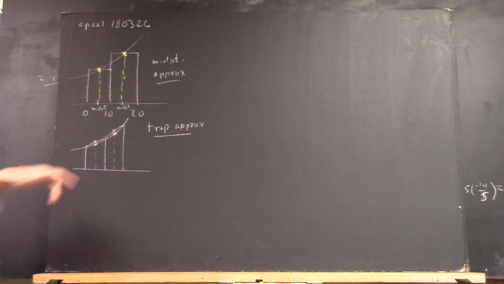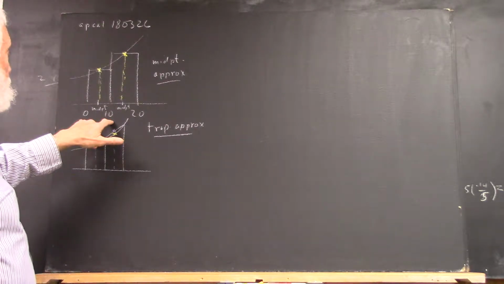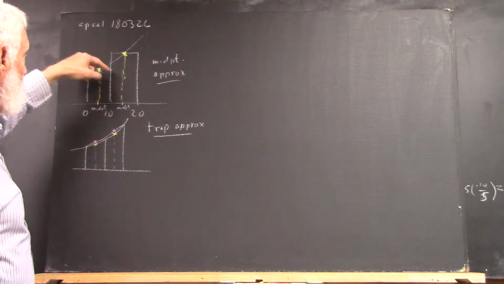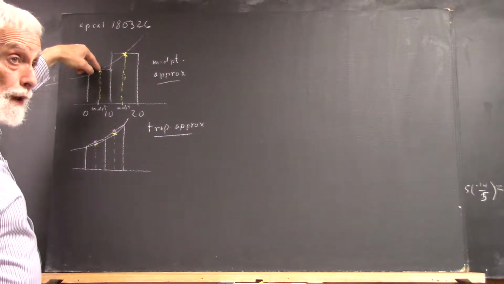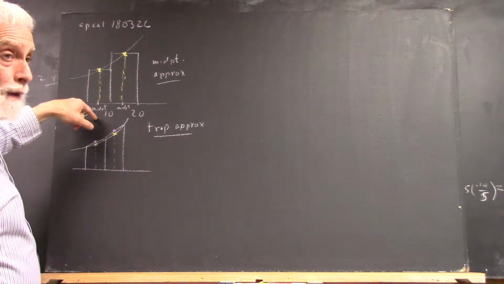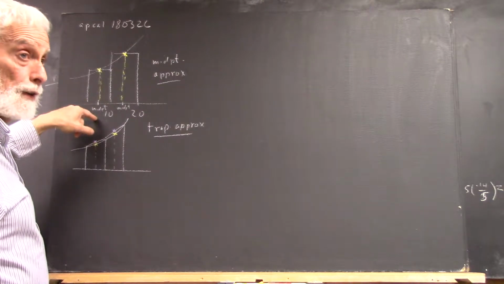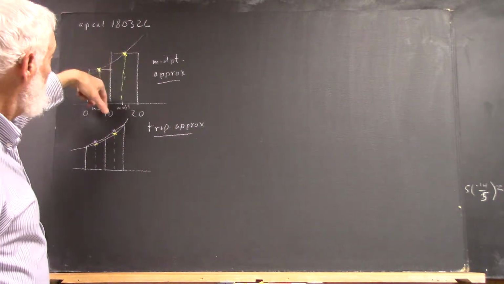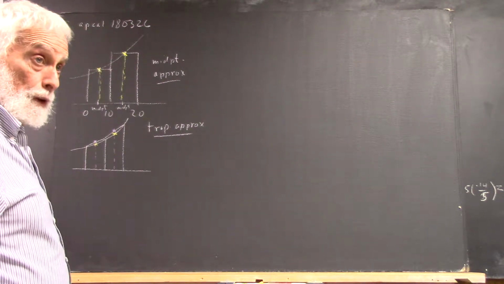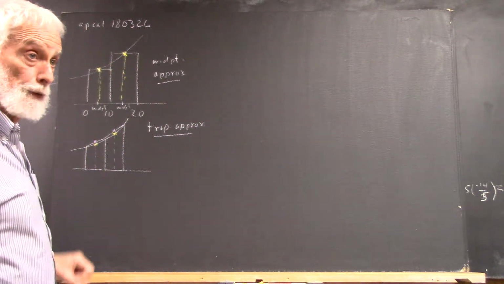Okay? So for the interval from 0 to 10, we're going to base the altitude of a rectangle on the value at the midpoint of that interval, which would be, of course, where x or t, whichever it is, equals 5, right? And then we evaluate at 15 and we get the altitude of another rectangle. And these are just rectangles, right?